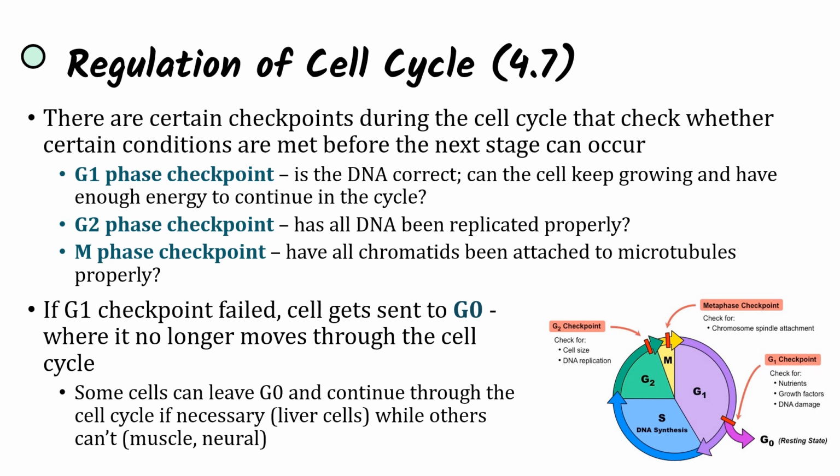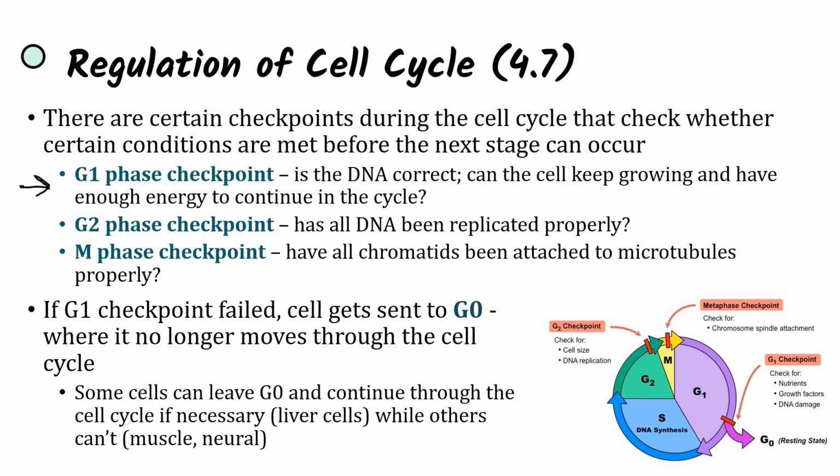Now, what goes into regulating this cell cycle? There are certain checkpoints during the cell cycle that check whether certain conditions are met before the next stage can occur. Essentially, there are sort of guards at a gate saying you can pass or you can't. And there's one after G1, which is checking, does our DNA have mutations? Because we don't want to go into S phase and replicate mutated DNA. Can the cell keep growing, and does it have enough energy to continue in the cycle? Essentially, do we have enough space to continue growing so that then later we can divide?